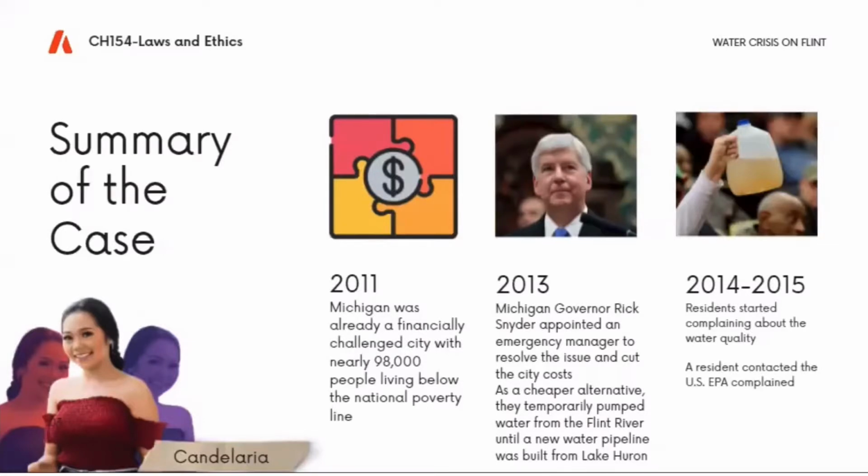Ever since 2011, Michigan was already a financially challenged city with nearly 98,000 people living below the national poverty line. In 2013, as the distressed community of Michigan was experiencing financial downfall, hence in dire need to cut the city cost, Michigan Governor Rick Snyder appointed an emergency manager to resolve the issue. As a solution, they looked at the cheaper alternative. They temporarily pumped water from the Flint River until a new water pipeline was built from Lake Huron.